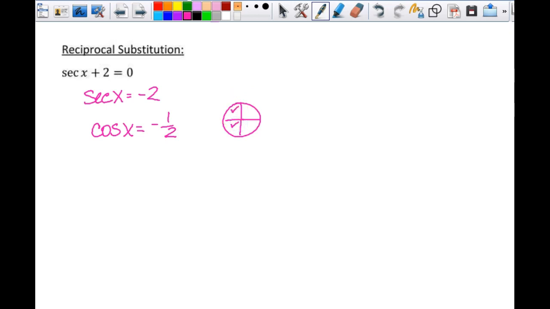All right, so in which quadrants is cosine negative? 2 and 3, right? What is your reference angle for cosine 1/2? Pi thirds, right? Okay, so I don't even want pi thirds. That's what goes here, but I don't want that one. Instead, I want 2 pi thirds and what? 4 pi thirds. Good.